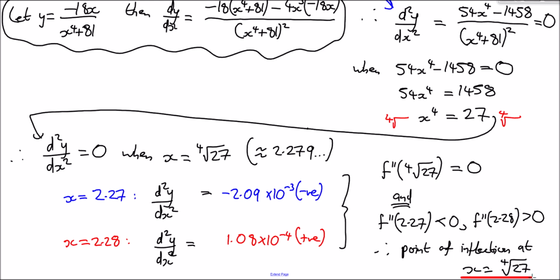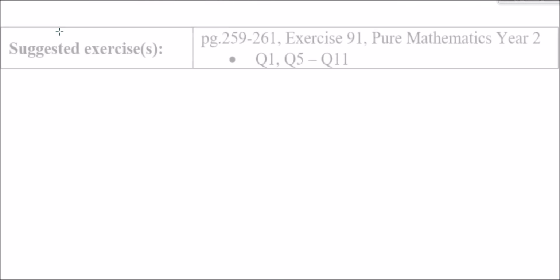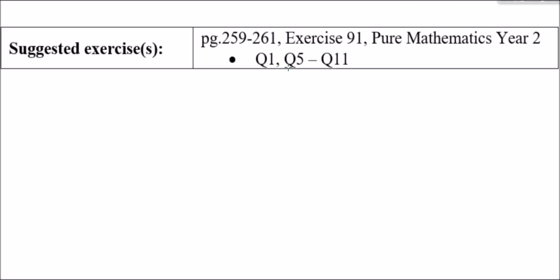And those last two examples, by the way, were exam-style examples. So now it's over to you to try some of these on your own. So in the book, if you try question 1, then questions 5 through to question 11 of exercise 9I on page 259, that should give you a good grounding on these questions. So keep plugging away, never give up, seek help if needed, and keep going strong and be kind to yourself.